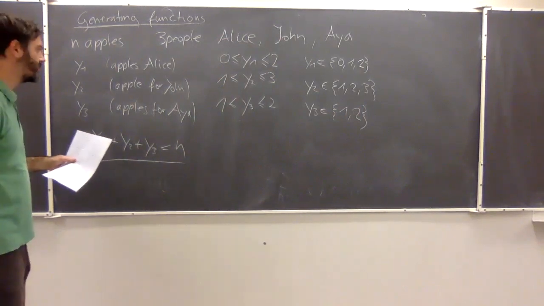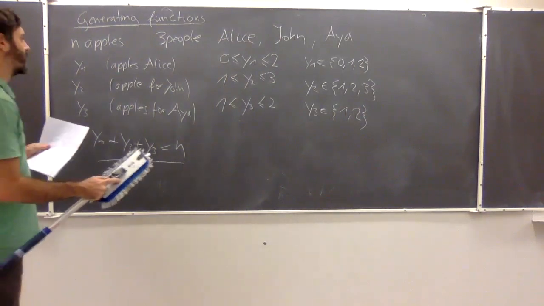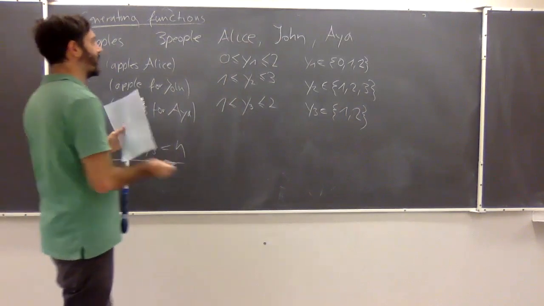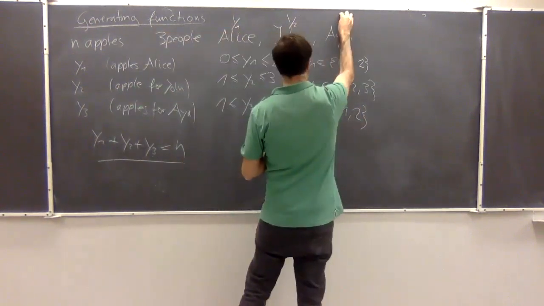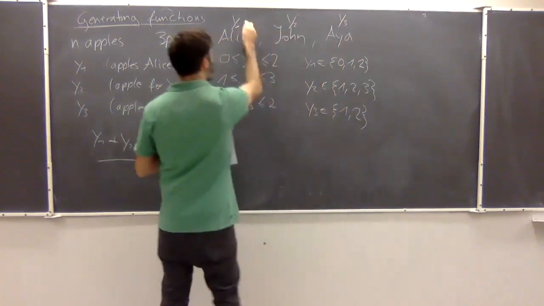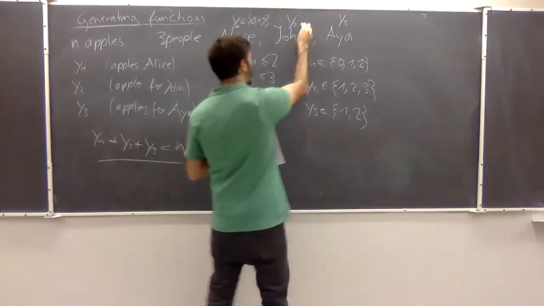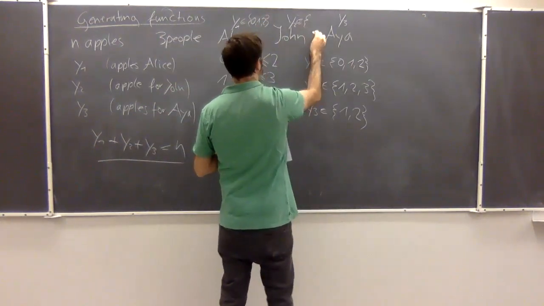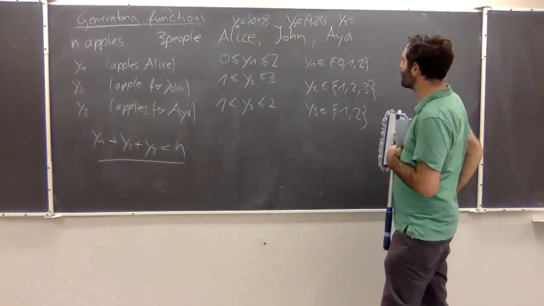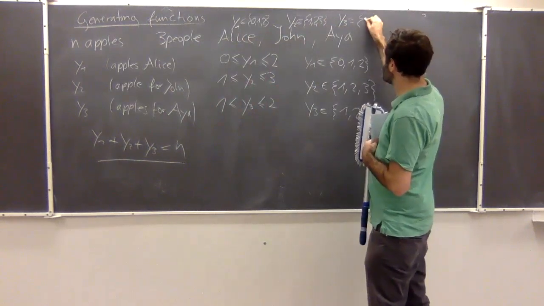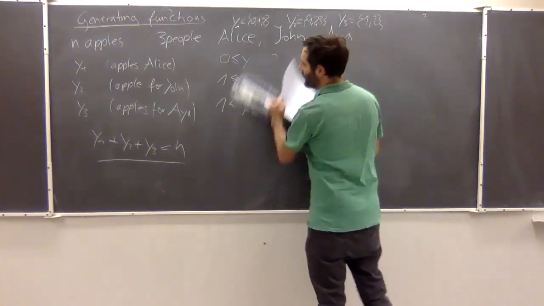And it's kind of nice to solve this with generating functions. So let's summarize. Alice eats y1 apples, John eats y2 apples, Aya eats y3 apples, and these are elements of 0, 1, 2, element of 1, 2, 3, and this is an element of 1 or 2. I'm just repeating in small print what I've said here.